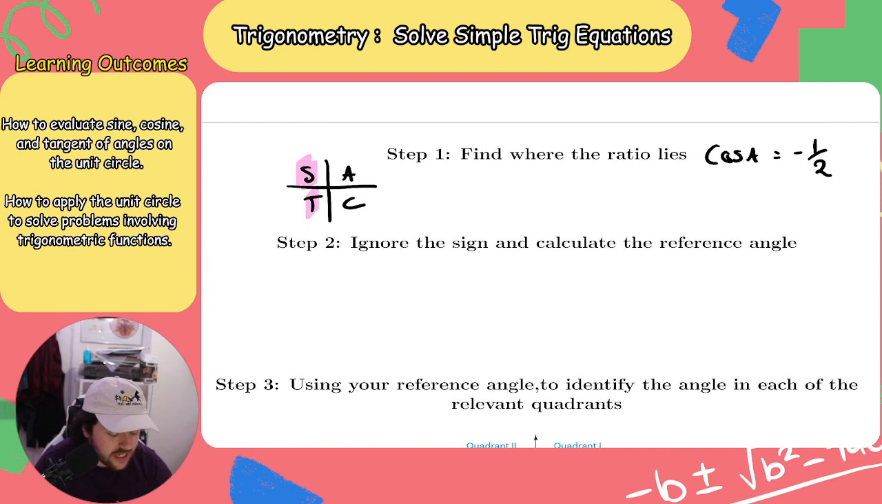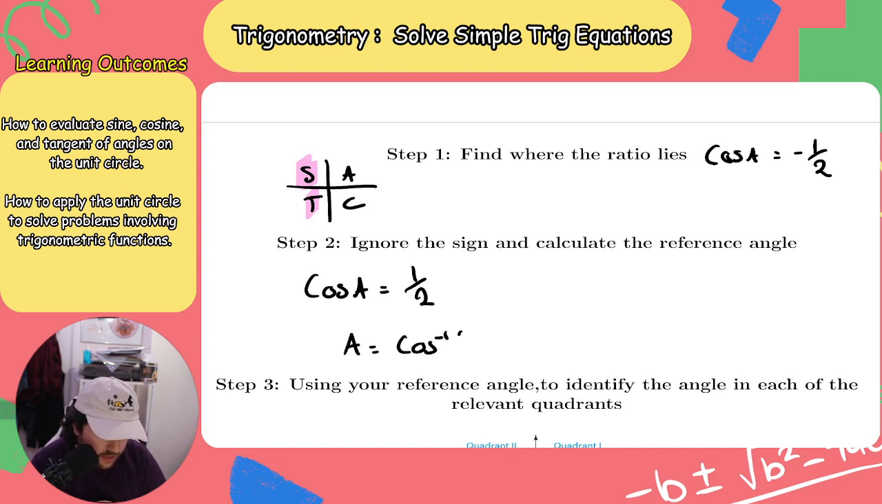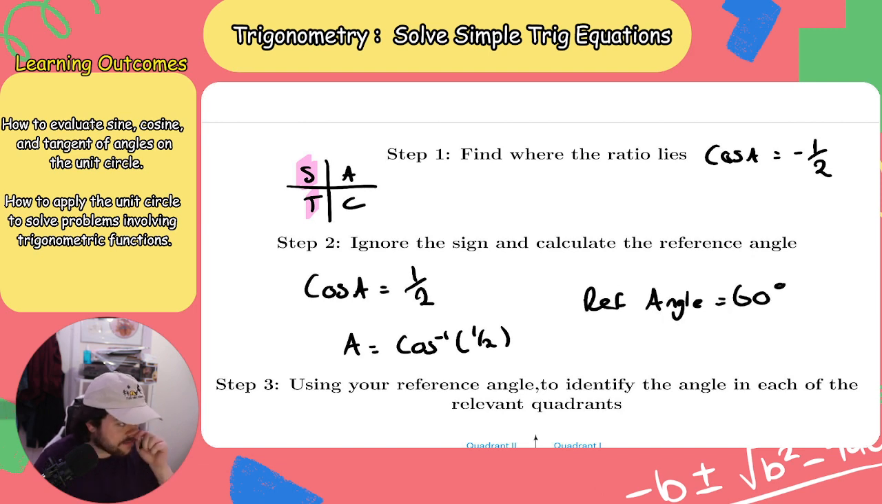Step two, ignore the sign and calculate the reference angle. So I'm going to ignore the minus in front of the half now. So I have cosine A is equal to, usually minus a half, but I'm ignoring that sign for the moment. I'm just going to say a half. A is going to be equal to cosine inverse of a half. Put that into my calculator. I think it's going to be 60 degrees. So my reference angle is going to be 60 degrees.